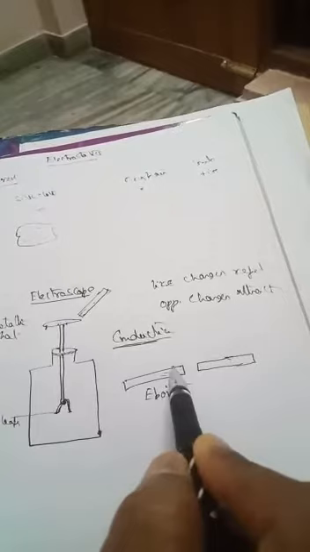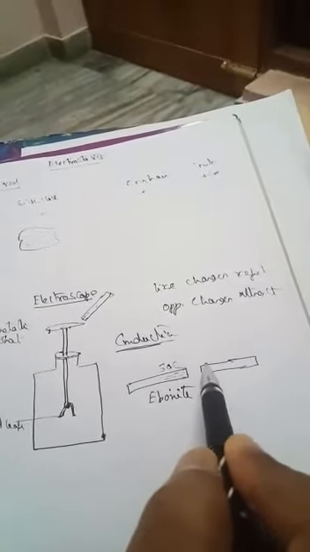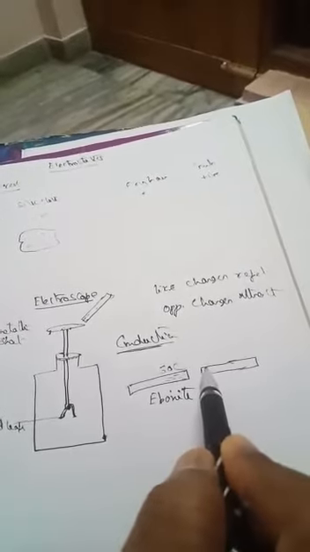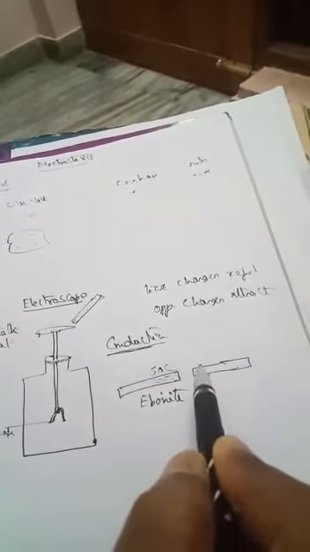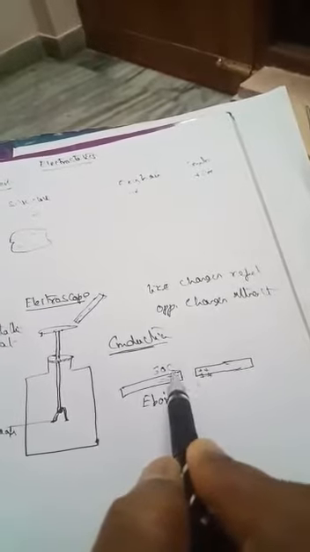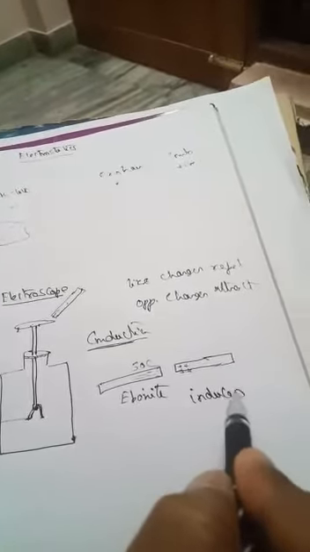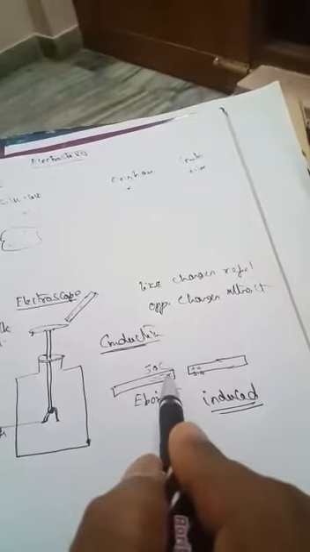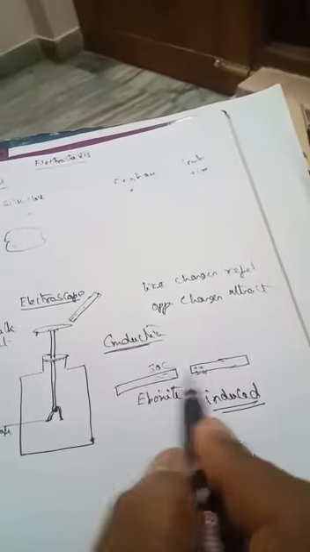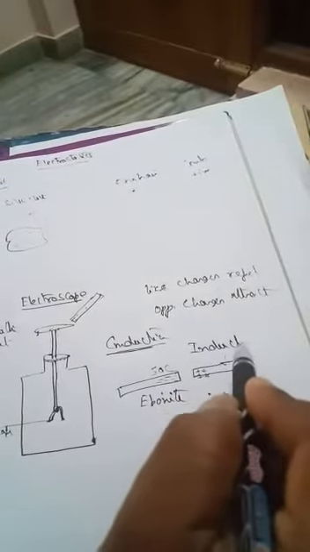Suppose 50 coulombs of charge is present over here, then automatically 50 coulombs of positive, opposite charge develops on this. In this way, opposite charge is induced. This word we are supposed to use, induced. That process of transfer of charge from one substance to another without contact is called induction.